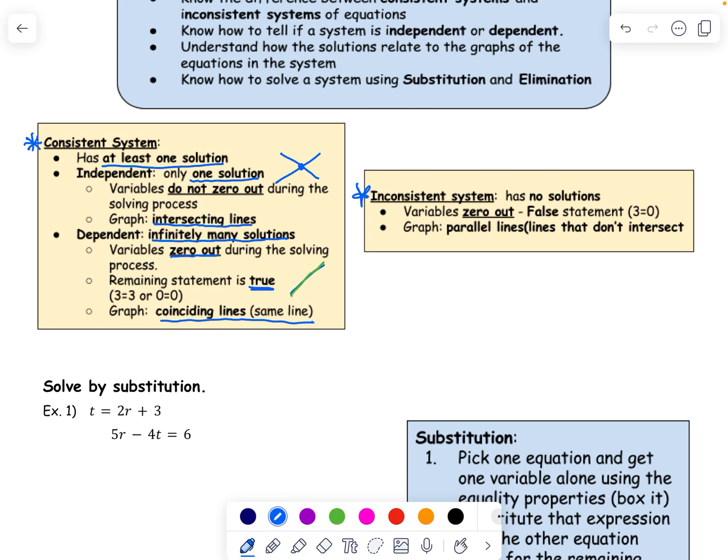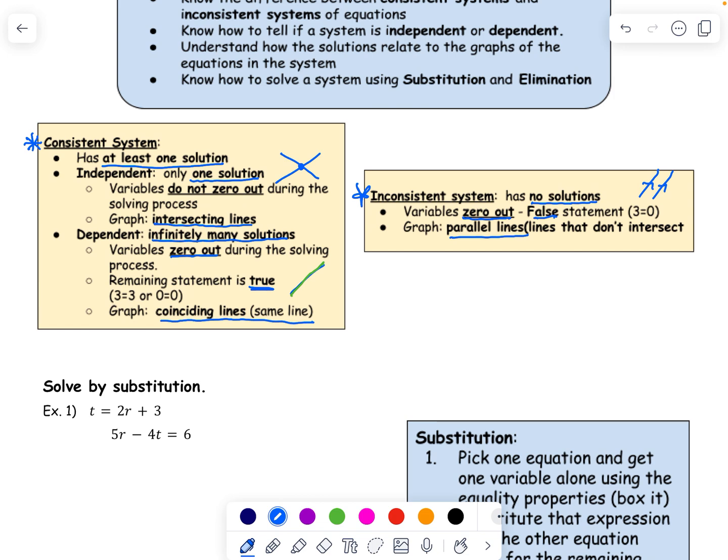And then over here, we talk about inconsistent. Now those would have no solution. And so again, we would have the variable zeroed out, but instead of a true statement, we would end up with a false statement like 3 equals 0, 5 equals 0, something like that. And these would be like parallel lines like this. Okay? So inconsistent is the no solution.